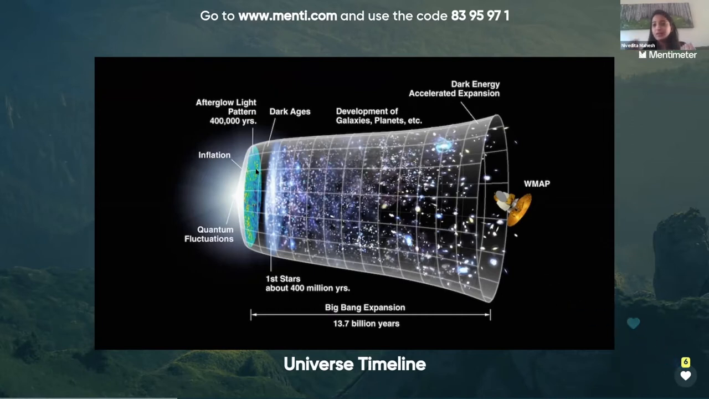Eventually, there were some perturbations, some density fluctuations, and the hydrogen came together to form the very first stars. This happened about 400 million years after the Big Bang. This is the time that we are interested in. That time when the first hydrogens of the universe came together and formed the first stars. This is what LoCo goes for.